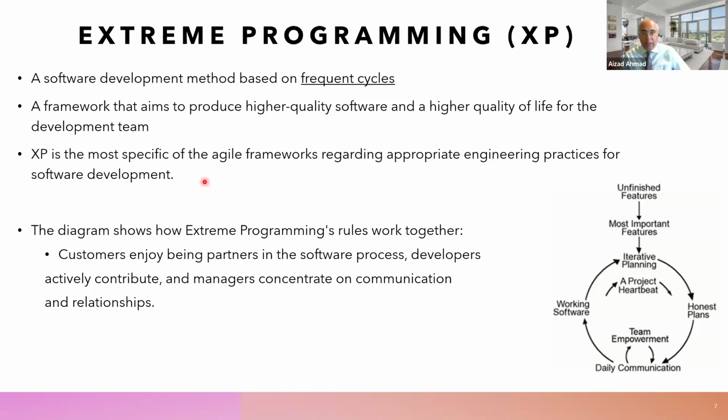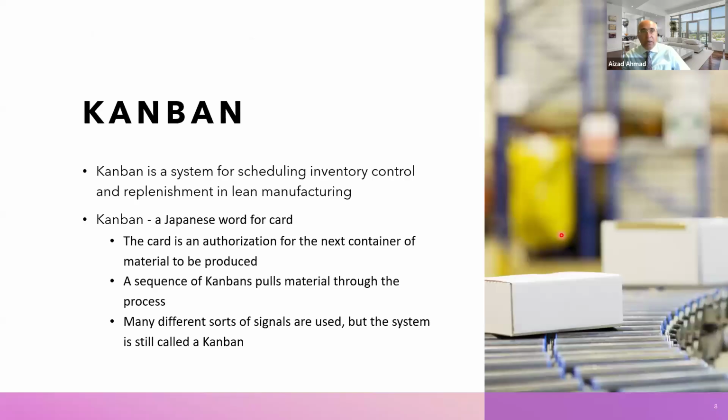This is the diagram which explains how extreme programming works. Kanban is simply a system for developing work. When you have maybe 10, 15, 20 tasks to do, then Kanban is useful. Kanban is the Japanese word for card. The card is the authorization for the next container or material to be produced, and so the sequence of the Kanban pulls the material through the process. There are many different types of signals, but the system is still called a Kanban system.